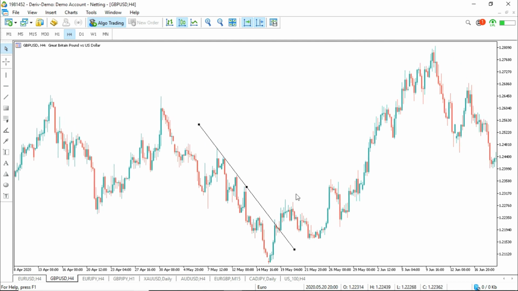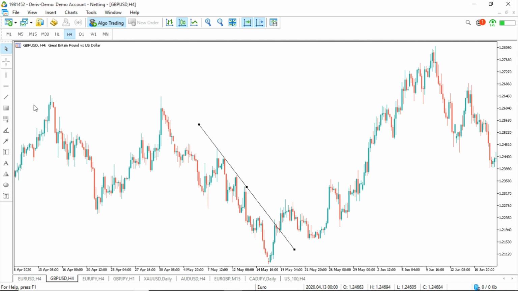So now you can see I've drawn a trend line over here. You can see we have this swing high, this swing high, and this swing high right here. So 3 swing points, and this trend line has been drawn. So now how do we enter into a trade on this type of market? What you want to do is wait for a breakout on that trend line.